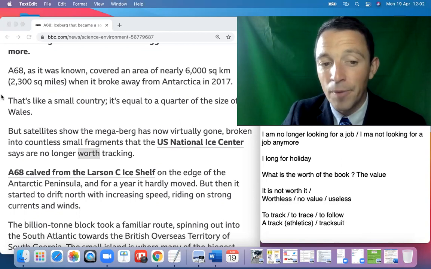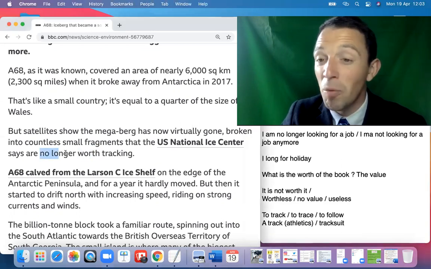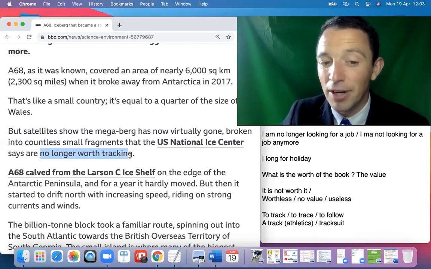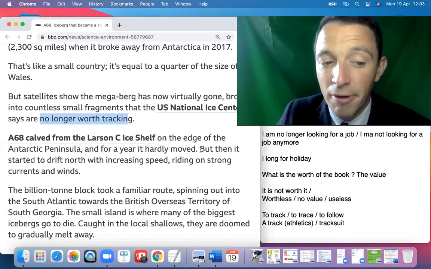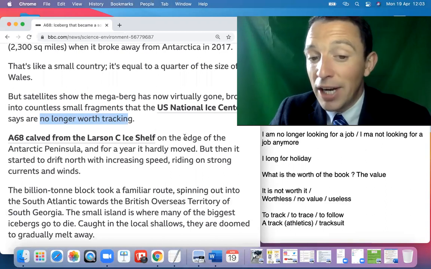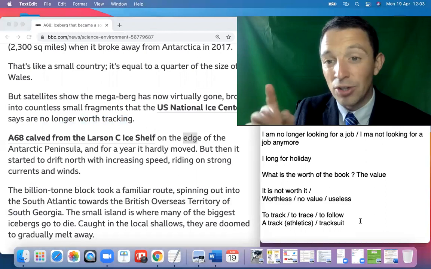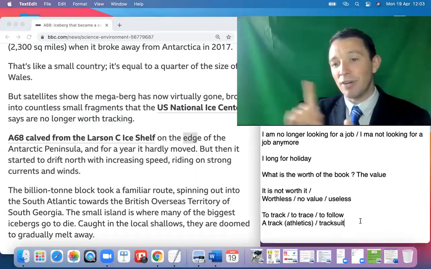Okay, so I think here, there's no point, there's no benefit, there's no value to continue tracking the iceberg. Okay, and the next paragraph, for me, the key word here is the edge, and I think it's borde in Espanol. So the table, you have the table and you have the edge of the table.